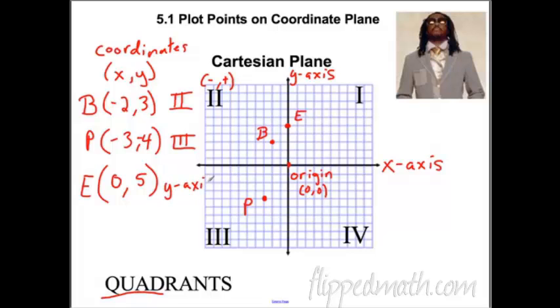So make sure you're good on these. This will be in the homework and on the mastery check. I want to know what quadrant you are in. If you're not in a quadrant, what axis, or maybe you're on the origin. So this is the key to the Cartesian plane. This chapter is all about graphing, so we have to be comfortable plotting points before we can start graphing lines.